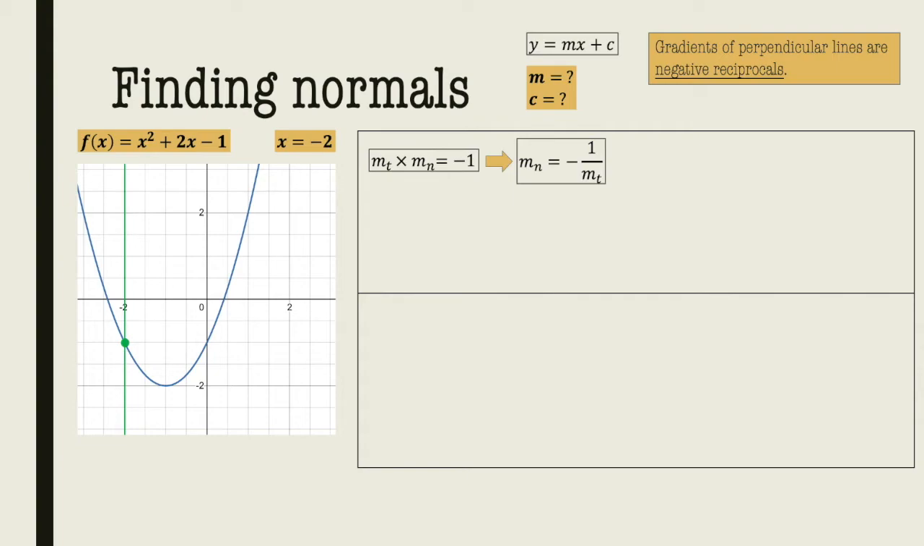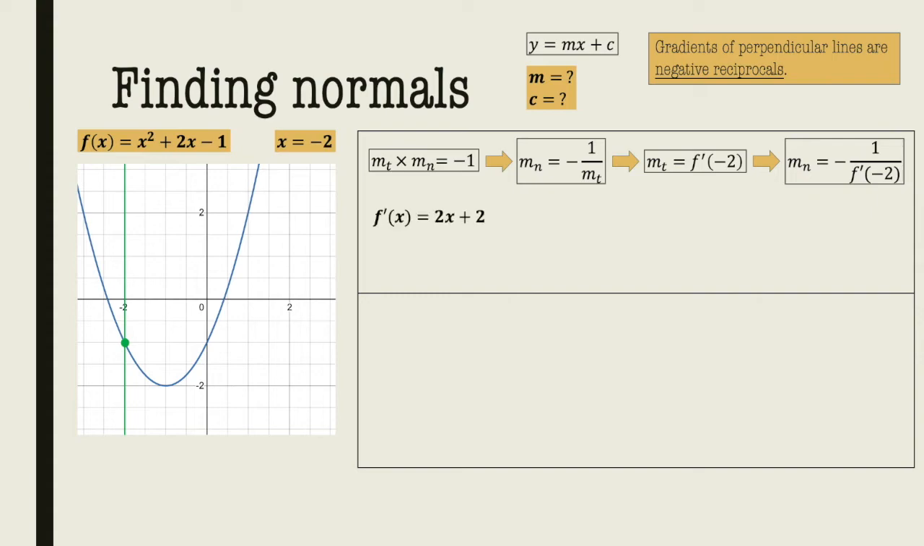Now, you may recall from earlier in the video how to find the gradient of the tangent. In fact, we've made a formula for it, which states as follows. The gradient equals f prime of a, a being negative 2 in this case. So, the gradient of the normal is negative 1 over f prime of negative 2.